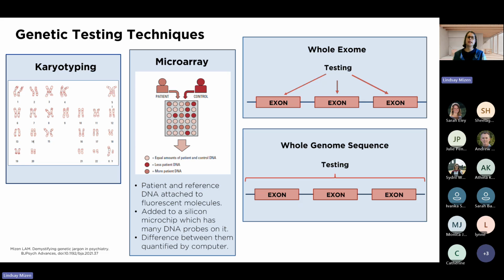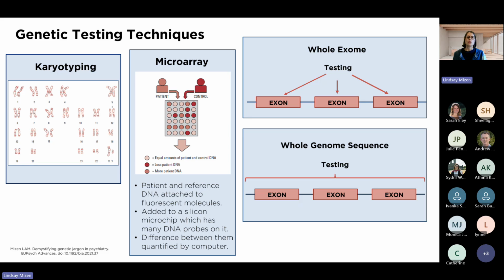They then get put on a silicon microchip, which has many different DNA probes on it. That means that it's looking for changes in particular parts of DNA that we know can be linked to, say, intellectual disability, or there are epilepsy panels or panels for other things. So it is looking at areas that we know are susceptible to changes that could be badly affecting somebody. And then the differences will be quantified by a computer.